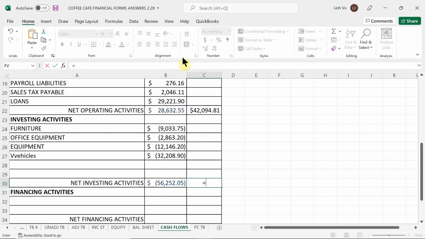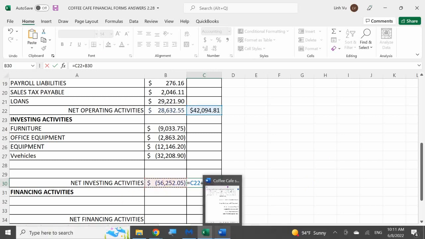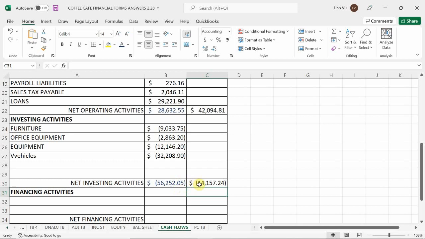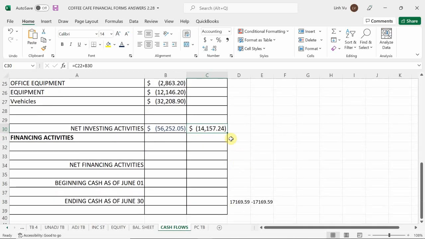So therefore, what is my net? My net's going to be whatever I found my net operating, the leftover money. But because I end up spending so much money, this is a negative number. I do need to subtract this out. So that's going to give me a negative $14,157.24, because this is all the money I spent in order to invest into my business. So now I'm at a negative number in grand total.